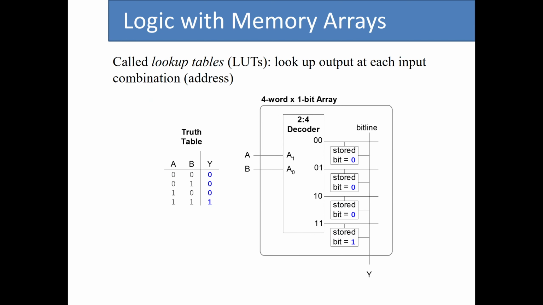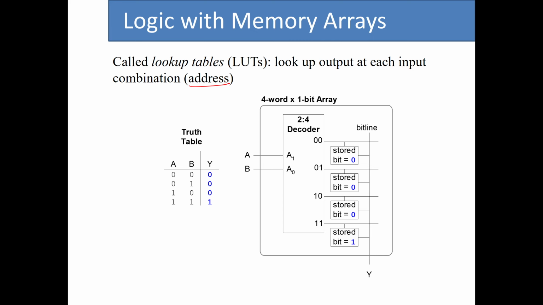So this way of implementing functions is called using memory arrays as lookup tables, because what we basically do is that we copy the whole truth table in the memory array. So we look up the needed output for each input combination. So the input combination is basically the address, and the output of the logic function that we want is basically the value that is being stored.